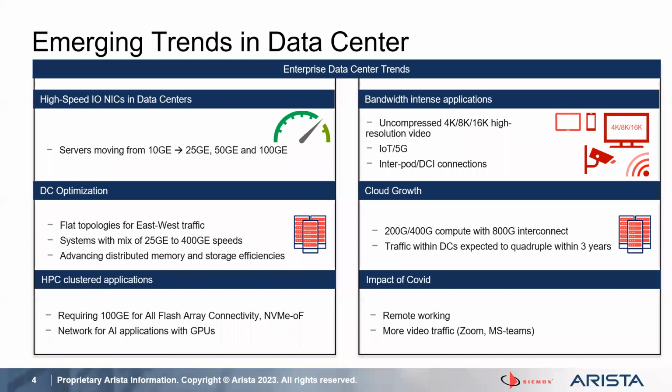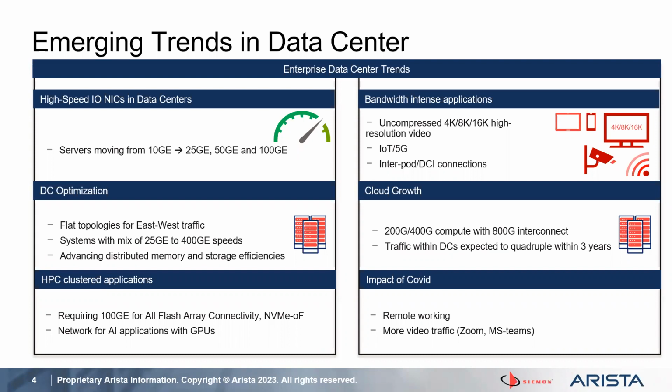Let's look at some of the trends that are driving the upgrade within the data centers. The most common trend that we are seeing is servers moving from 10 gig to 25 gig. That's the most predominant trend.